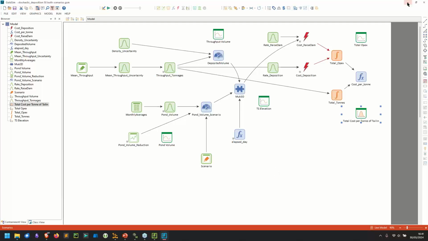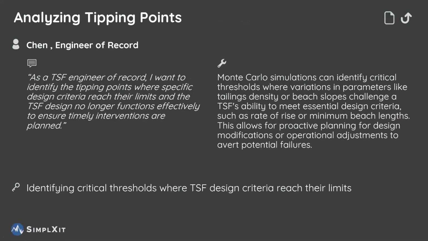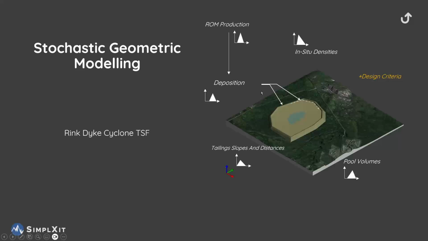All right, and I'll show you a final example. This one is about analyzing tipping points. It's about seeing whether there are specific design criteria that, when you reach them, maybe your system fails. There are various things that can be assessed, but in this specific example, I'm running a deposition on a ring dike.